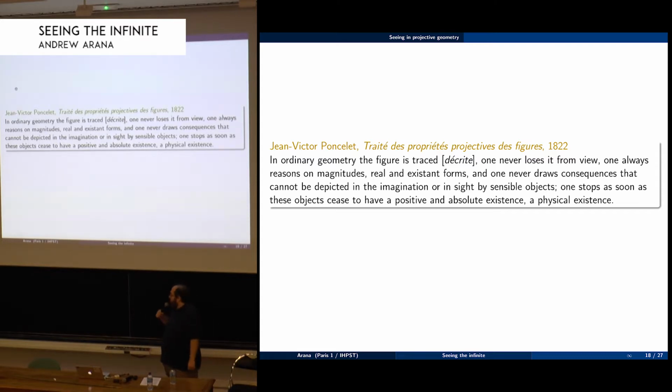He says, in ordinary geometry, the figure is traced. You have the word décrit, which is to say there's something manual about it. In geometry, one never loses it from view. One always reasons on magnitudes, real and existent forms, and one never draws consequences that cannot be depicted in the imagination or in sight like sensible objects. One stops as soon as these objects cease to have a positive and absolute existence, a physical existence. So this is an ideal where we keep what is given to us in geometry in view, and it's quite literal here. We see it, and we can only see things, as he puts it here, that are real and existent.